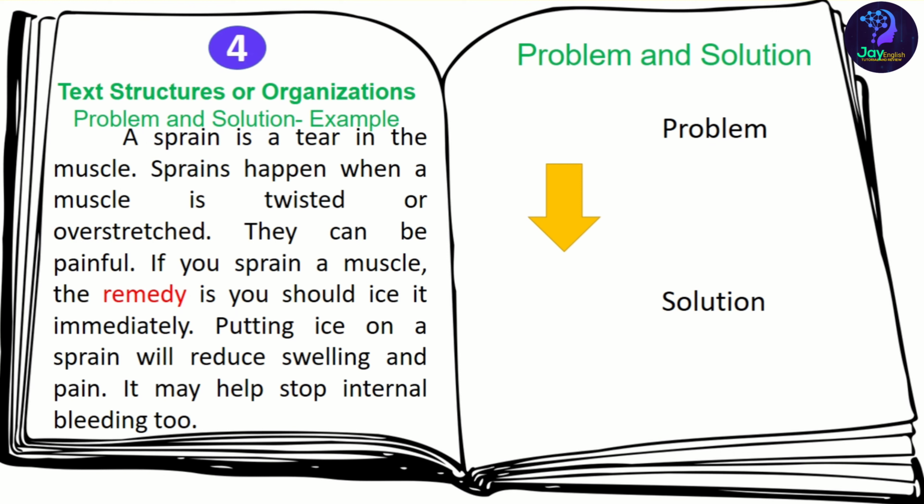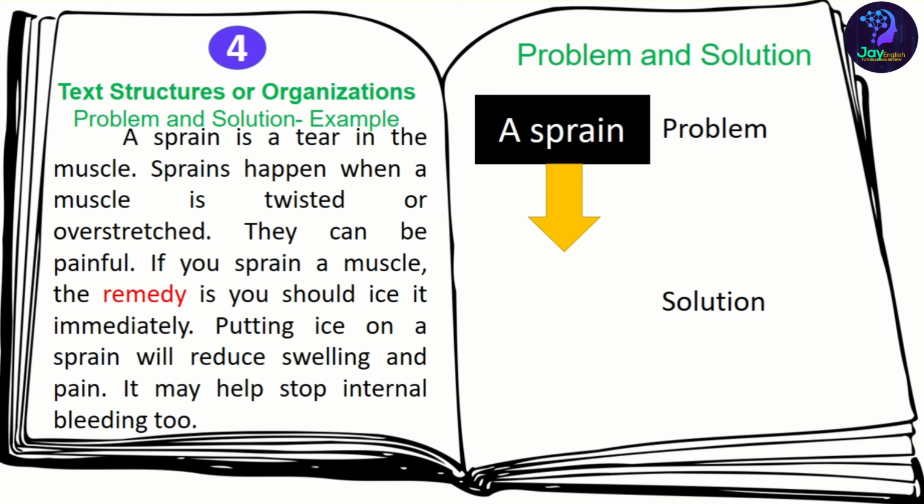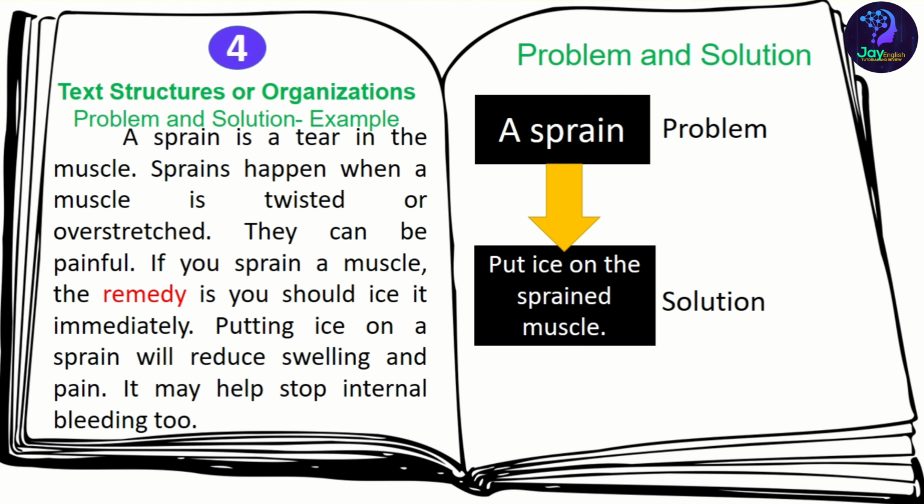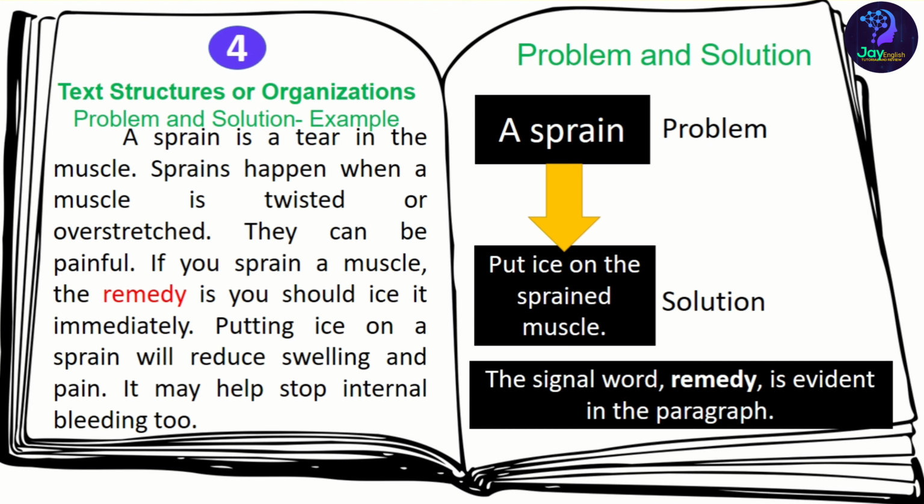Putting ice on a sprain will reduce swelling and pain. It may help stop internal bleeding too. In this example, the problem is a sprain, and the solution is put ice on the sprained muscle. Also, the signal word remedy is evident in the paragraph.